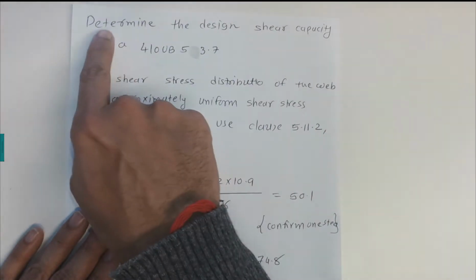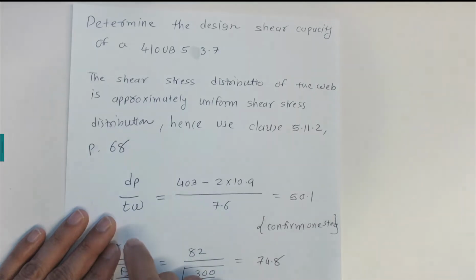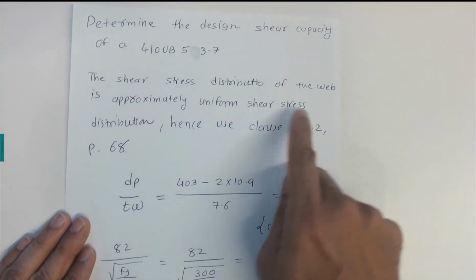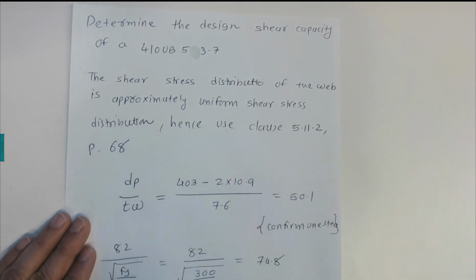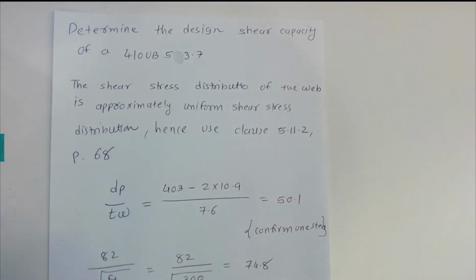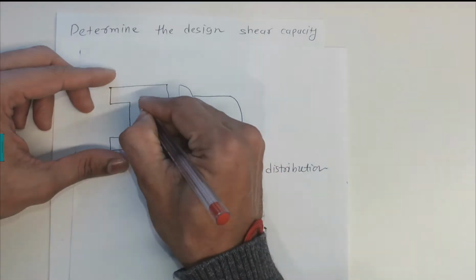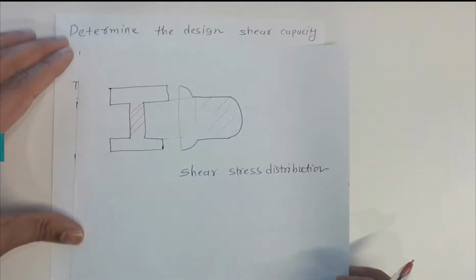The objective of this video is to determine the design shear capacity of a 410 UB 53.7. The shear stress distribution of the web is approximately uniform, and hence we use clause 5.11.2 on page number 68. Generally the shear stress distribution in the web is shown here, and it is considered approximately uniform.